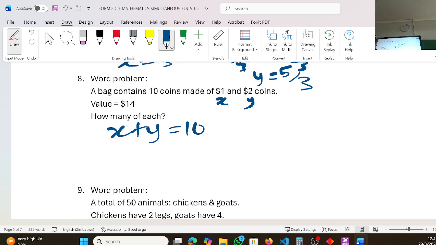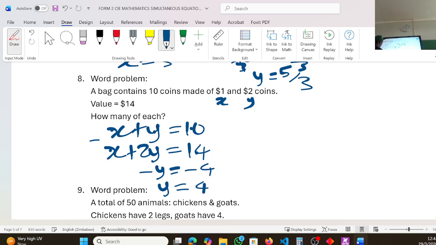If I check carefully, when we come to the value now, we are saying x plus 2y, because this time around it is the value, it gives us 14. And when I do my comparison, x is the same here. So if I do a linear difference, x minus x goes away, y minus 2y gives us minus y, and 10 minus 14 gives us minus 4. Therefore, the y coins, they are 4.